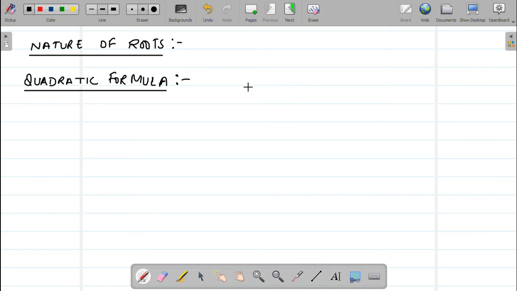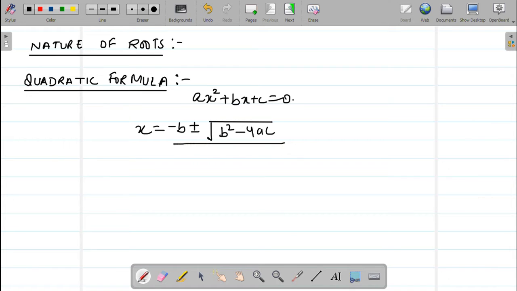Hello students, today we will discuss the nature of roots of a quadratic equation. As we have already discussed, for any standard quadratic equation ax square plus bx plus c equal to 0, we have a formula x is equal to minus b plus minus under root of b square minus 4ac upon 2a. This is the quadratic formula.